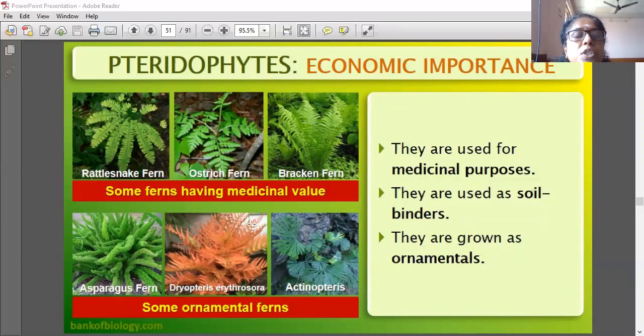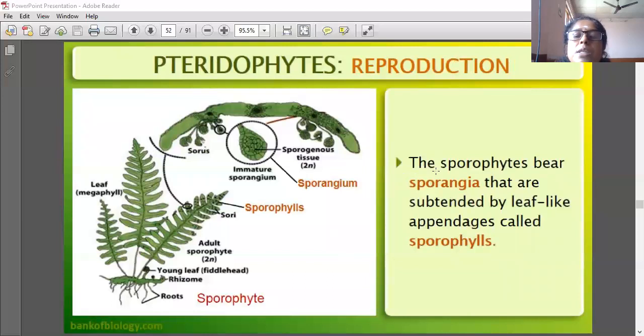Some ferns have medicinal value also. These are all medicinal plants: bracken fern, ostrich fern, rattlesnake fern. Some are ornamental ferns, like asparagus fern. Some, like Diopteris, Erythrocera and Actinopteris, are used as soil binders. Soil binders means their roots fix the soil, so they avoid soil erosion. They are grown as ornamental and decorative plants also. So they are used for medicinal purposes, as soil binders and as ornamentals.